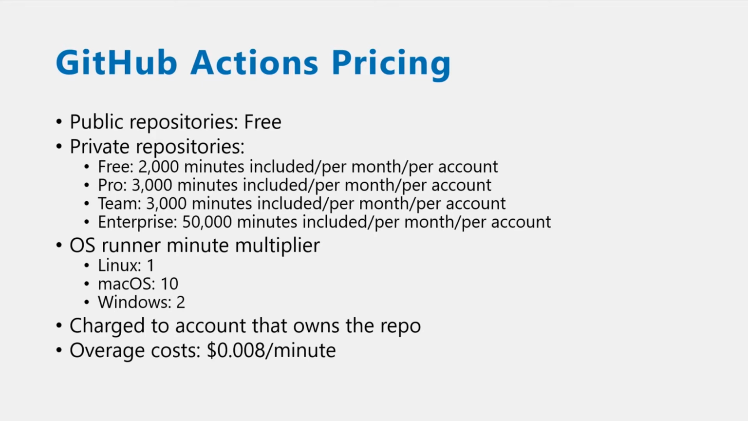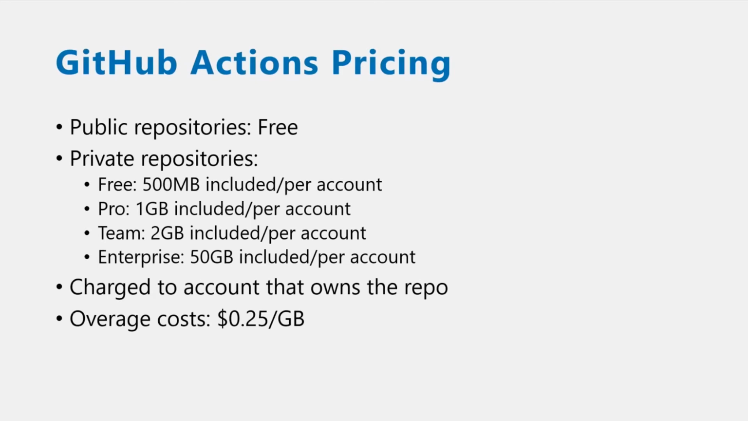And then there are overage costs. You can go above this, and you can set limits and everything in GitHub, so it's not all of a sudden crazy that you get a $3,000 bill. Don't think that. It's basically 0.8 of a penny per minute after you exhaust your included free minutes.